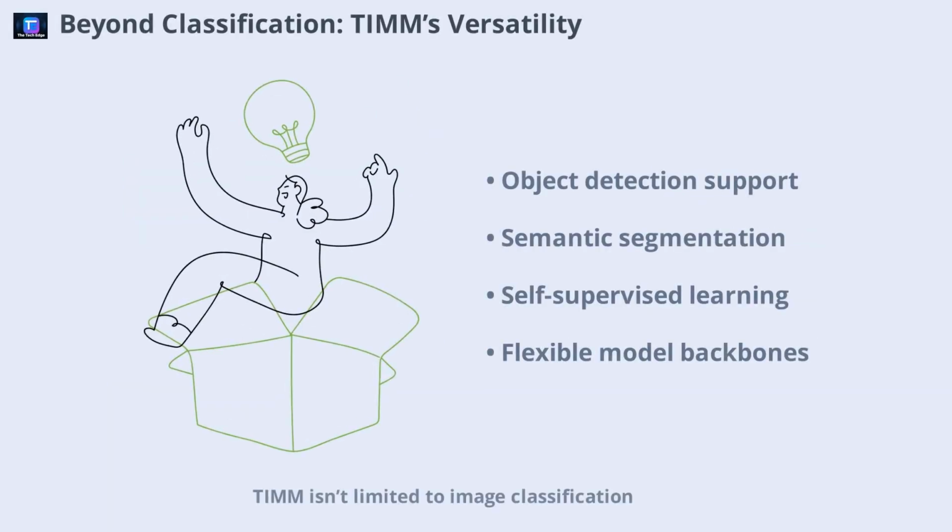TIMM isn't limited to image classification. It excels at object detection, semantic segmentation, and self-supervised learning. You can use TIMM models as backbones for detection frameworks, build UNet-style architectures for segmentation, or remove classifier heads for contrastive learning. This versatility makes TIMM a valuable tool for a wide range of computer vision applications, from research to real-world deployment.